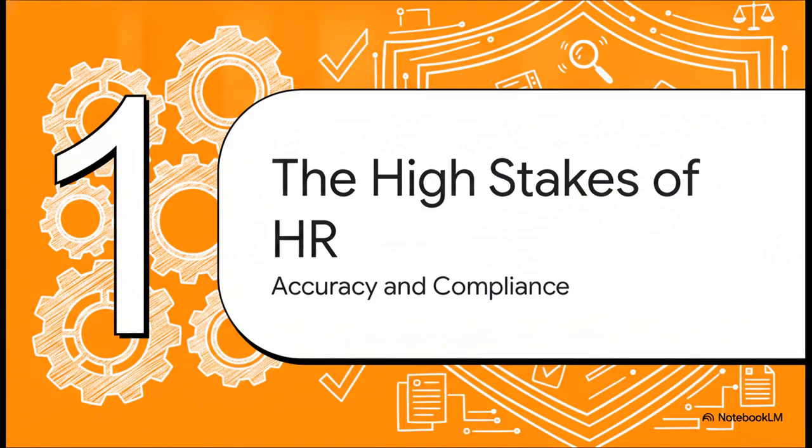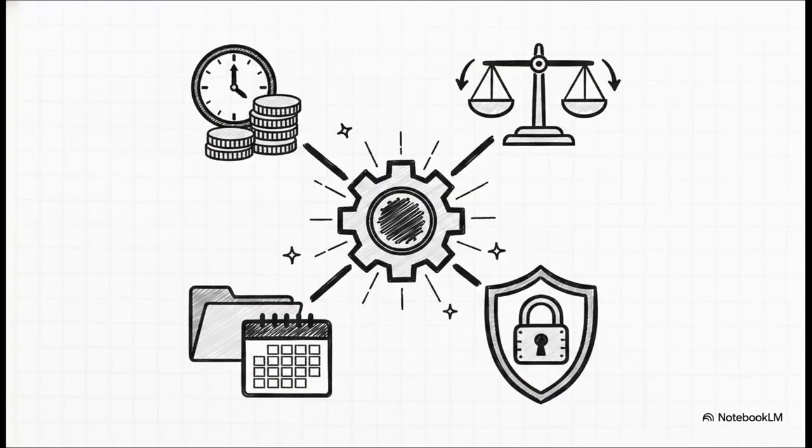Starting off with Section 1, the high stakes of HR. It's all about accuracy and compliance. These are the absolute core pressures our system has to flawlessly execute. We have to pay every single employee correctly and exactly on schedule. We have to handle complex tax regulations that, frankly, shift constantly. We need to unify employee records, leave tracking, and performance all into one consistent environment. And we must wrap the whole shebang in ironclad security, because HR data is arguably the most sensitive information any company holds. Building a seamless architecture to handle all of this, that's our ultimate goal today.